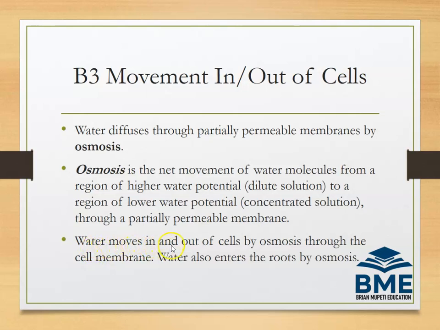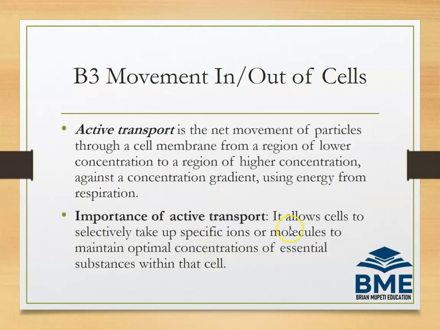So water can move in and out of cells by osmosis through the cell membrane. Water also enters the roots by osmosis. Another type of movement into and out of cells is active transport. Examiners like to compare active transport to diffusion. So I'm going to define active transport so that you may be able to differentiate between active transport and diffusion.